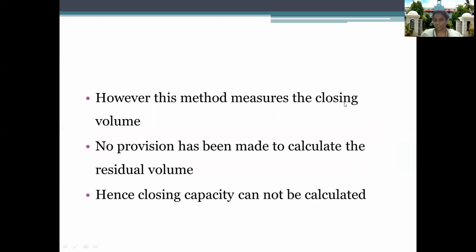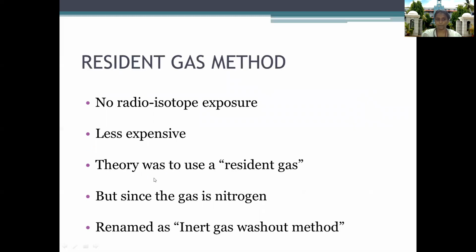This method is measuring the closing volume and not the closing capacity. This is because in this method, no provision has been made to calculate the residual volume. And as we know, closing capacity is the sum of closing volume as well as residual volume. Since we are not measuring residual volume, we cannot calculate the closing capacity.